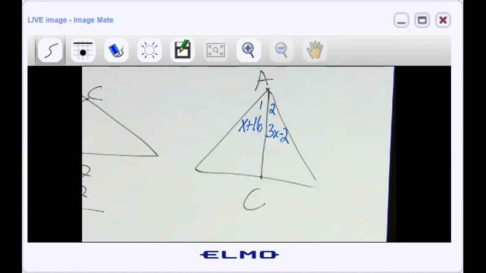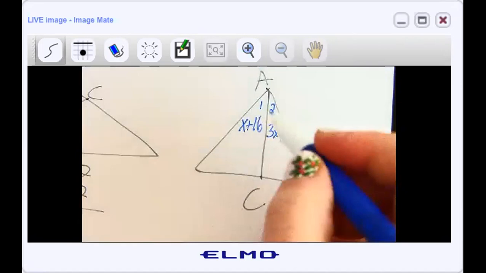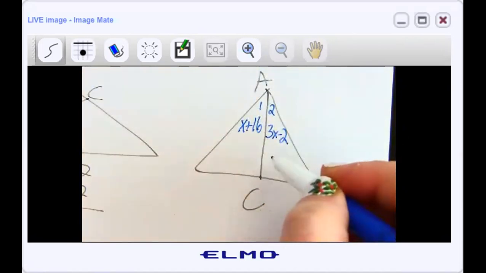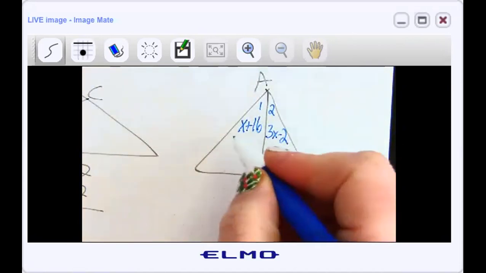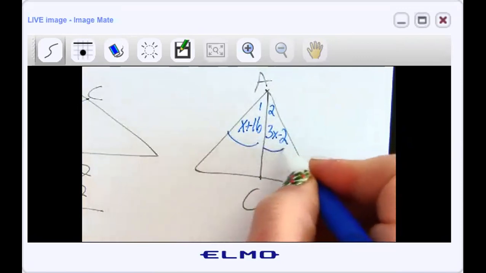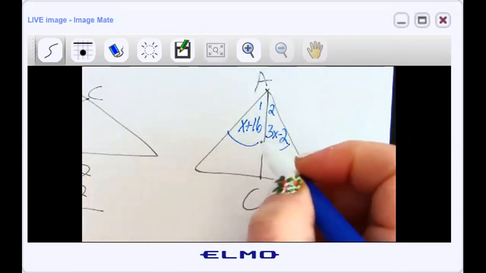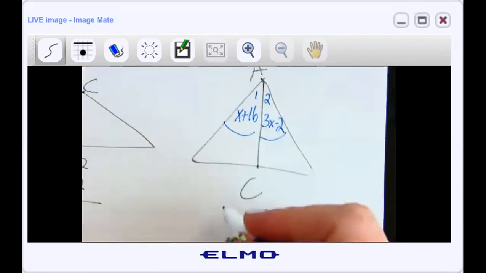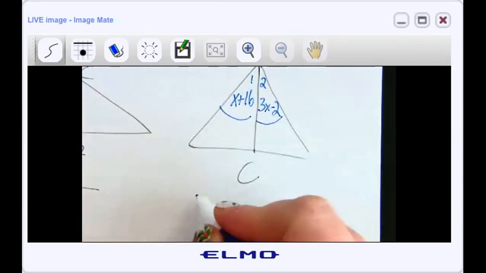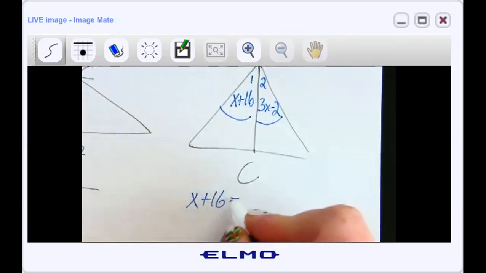All right, so let's go ahead and do this one. Again, it's the same idea, right? I know that AC is an angle bisector because I told you that in the directions, so these two have to be equal to each other. Everybody, look at your papers and make sure you wrote down somewhere x plus 16 equals 3x minus 2.